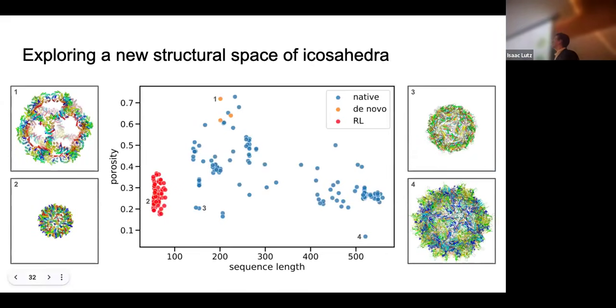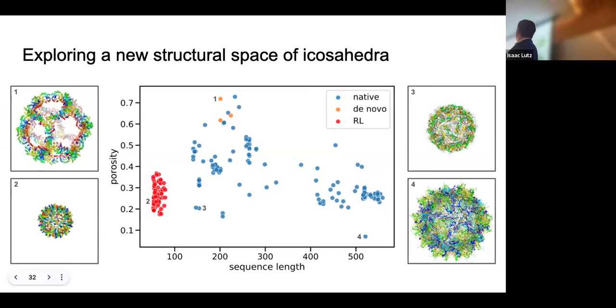And so what this allows us to do is explore a brand new space of these structures. Here we have a plot showing largely native structures, native icosahedra. On the x-axis, you have the sequence length, which describes the size of it. And then on the y-axis, you have the porosity calculated with that score I described. What you can see is that in general, these native structures have relatively low porosities because often they're viral capsids. You need to package something inside, not have it falling out. And they also are generally over 150 to 200 amino acids, so they're relatively larger.